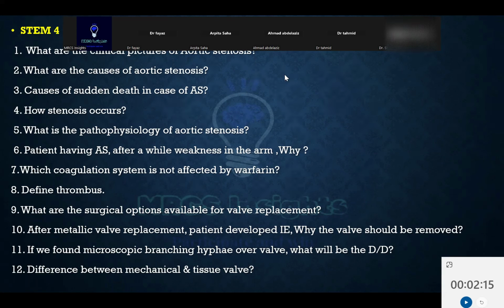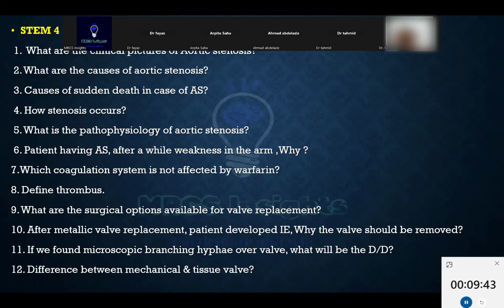Yes. Okay, please read the stem loudly for me. A patient waiting for an operation having aortic stenosis. Let's start, Dr. Orpita. So what are the clinical pictures of aortic stenosis?